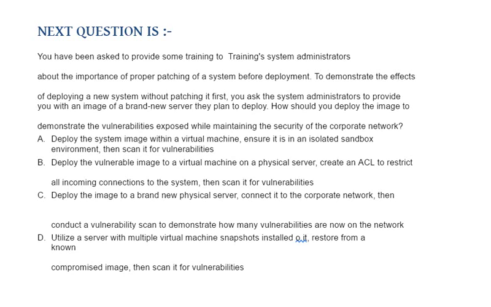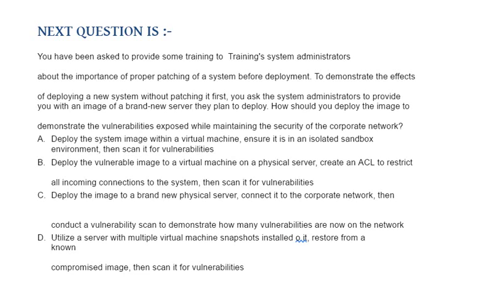Option A. Deploy the system image within a virtual machine. Ensure it is an isolated sandbox environment, then scan it for vulnerabilities. Option B. Deploy the vulnerable image to a virtual machine on a physical server. Create an ACL to restrict all incoming connections to the system. Then scan it for vulnerabilities.